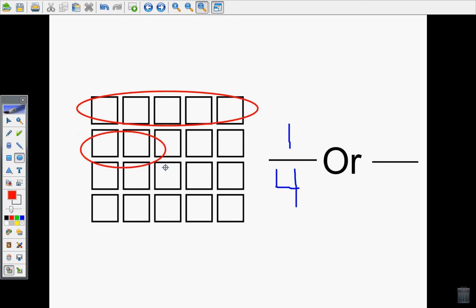1, 2, 3, 4. Now I can see I have 4 groups. 1, 2, 3, 4, and my total of 4 makes sense.